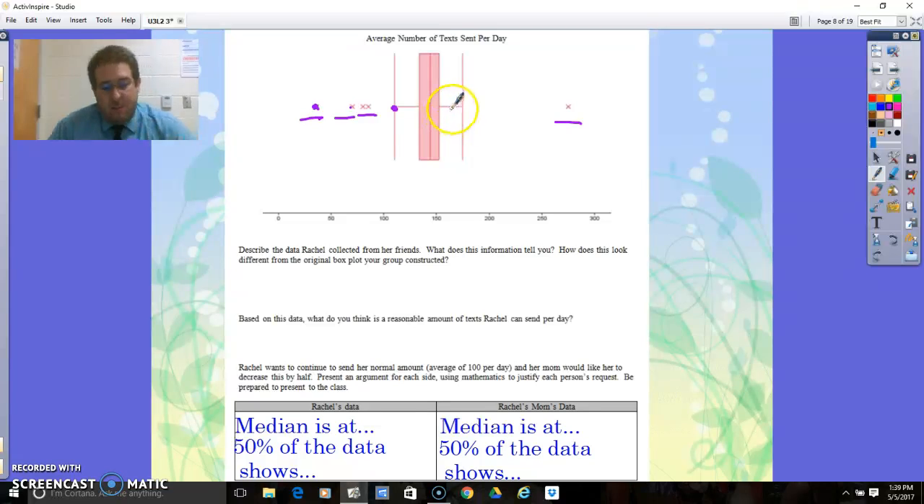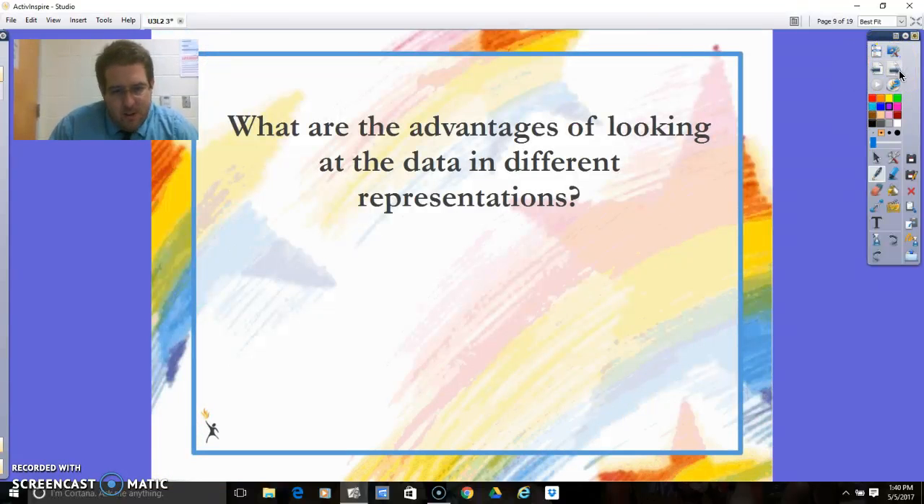This is just the box plot of Rachel's data, which is an average of 100 per day. And so the median is at 50% of the data. So 50% of the data is at the median. Notice that this one takes away the outliers. So in this case, the median is right here, which means half the people send more than 150 texts per day. Whereas her mom would say, these outliers down here, you've got to count those. So those are using less than 150 texts per day, and you've got to take those into account as well.